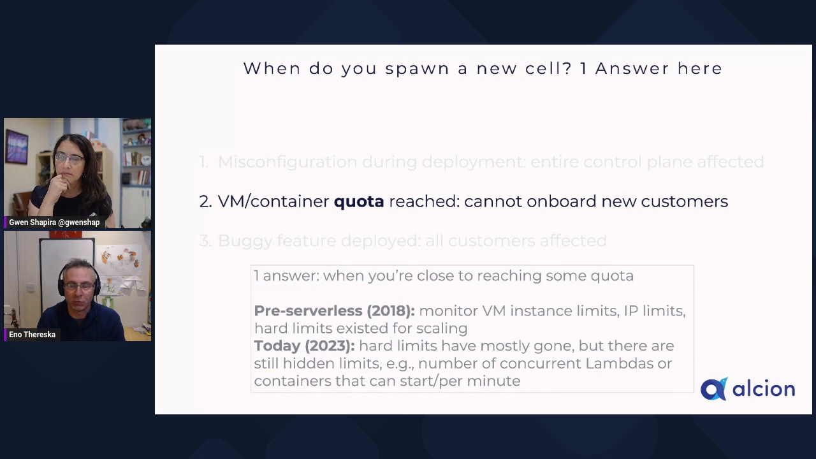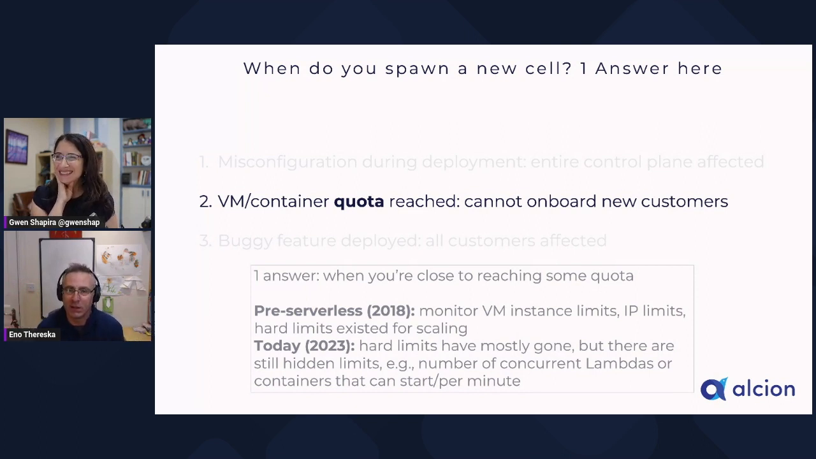The things you would want to monitor here to see if you've reached a quota are things like how many VMs are you using? Are there any IP limits? Actually, I've almost forgotten about all of those because I've moved to serverless now and I've forgotten about all of those limits. But I remember there were a whole bunch of them, right?